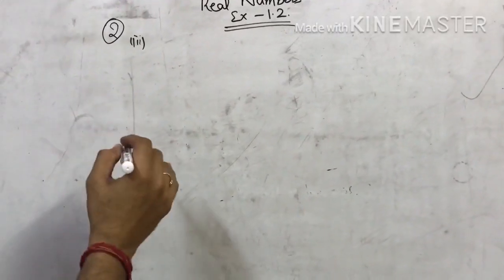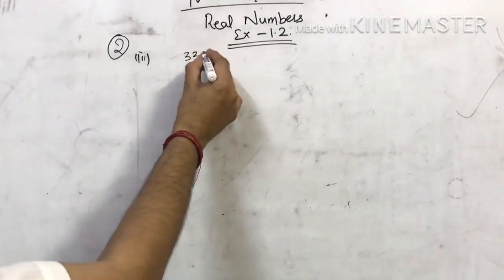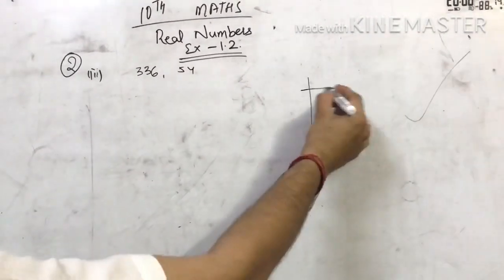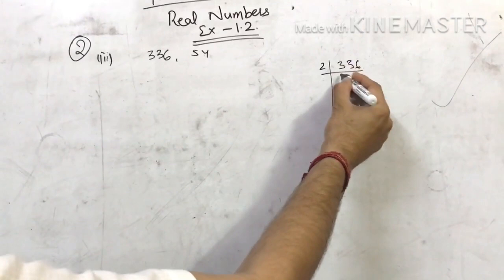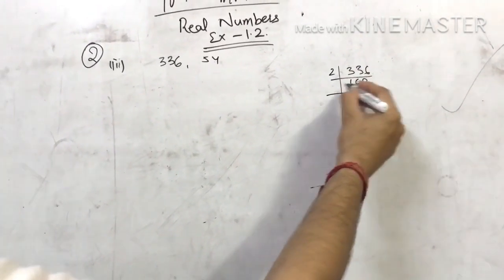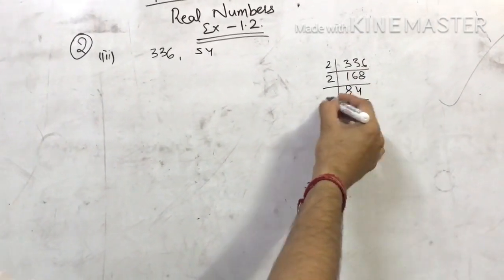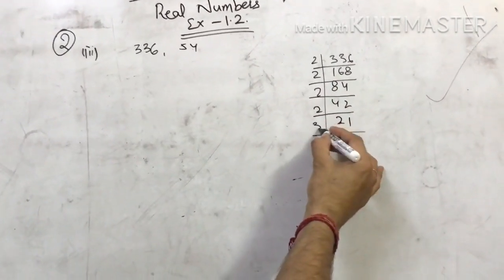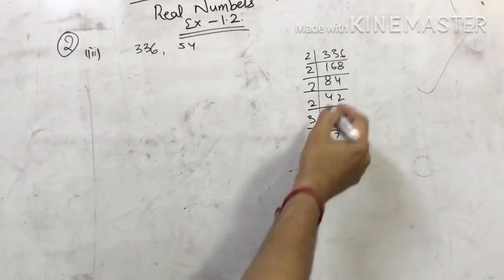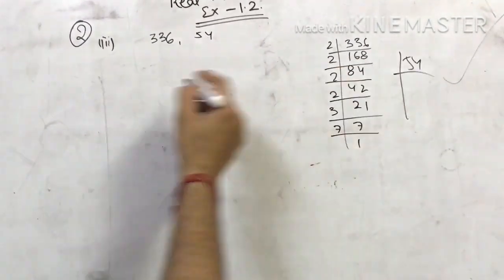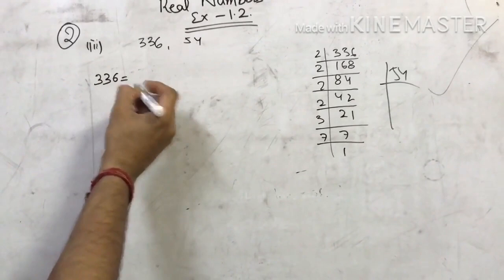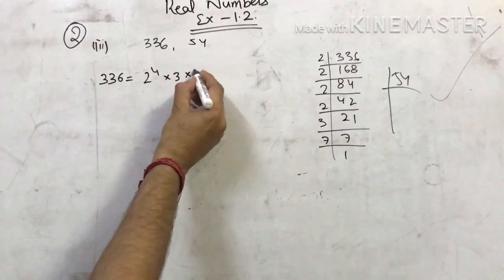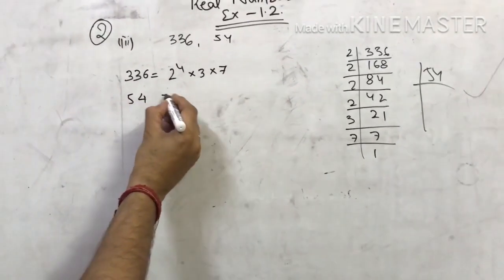Question number 2, part number 3. You have two numbers, 336 and 54. So find the factors of 336. Similarly, you can find the factors of 54 and write down here. So 336 is equal to 2 to the power 4 into 3 into 7. And the factors of 54 is equal to.